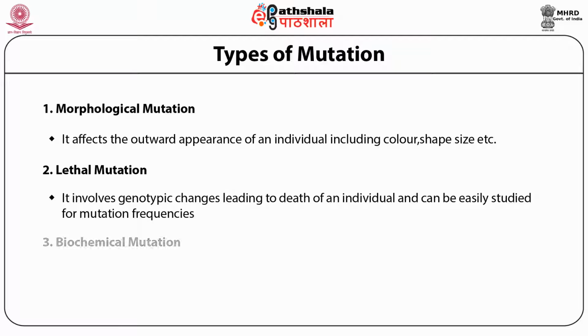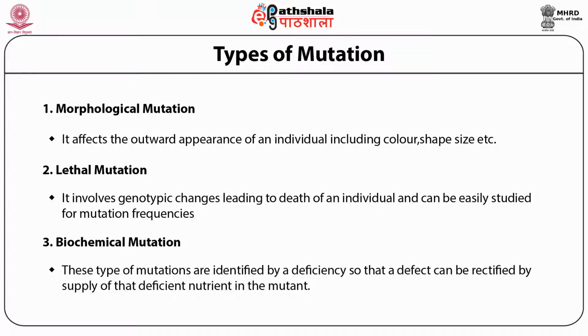Next in the row is a biochemical mutation. These types of mutations are identified by a deficiency of a particular protein or enzyme or nucleic acid. Enzymes, as you all know, are nothing but proteins themselves. For example, G6PD disorder is an example of biochemical mutation. G6PD disorder is caused due to the deficiency of glucose 6-phosphate dehydrogenase enzyme.